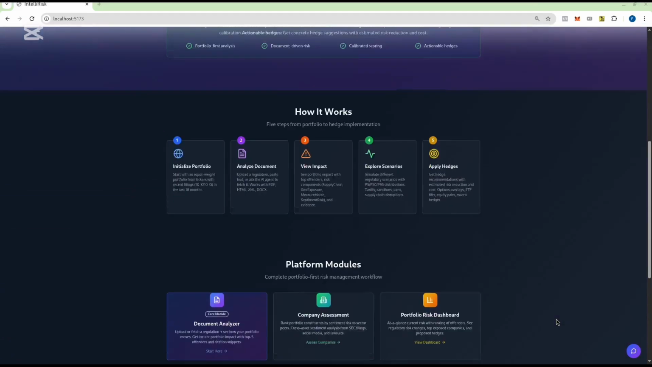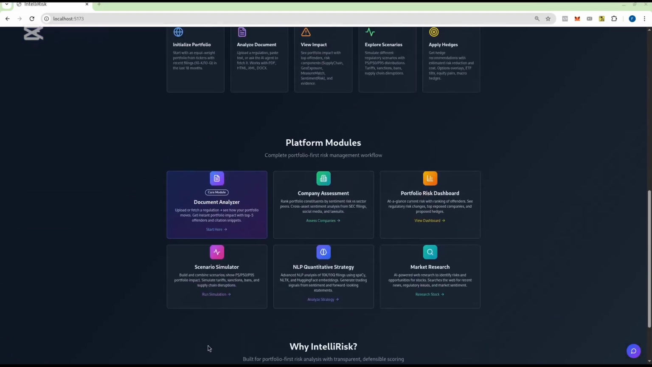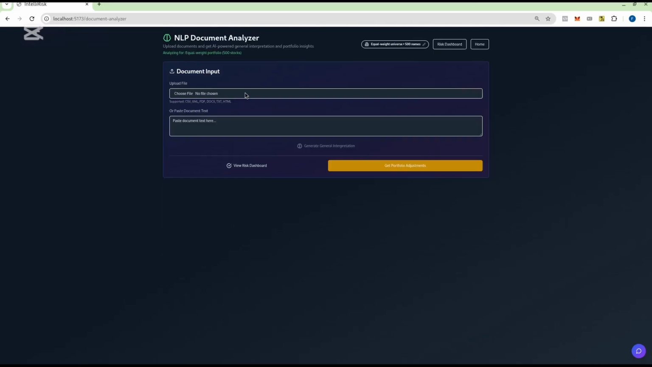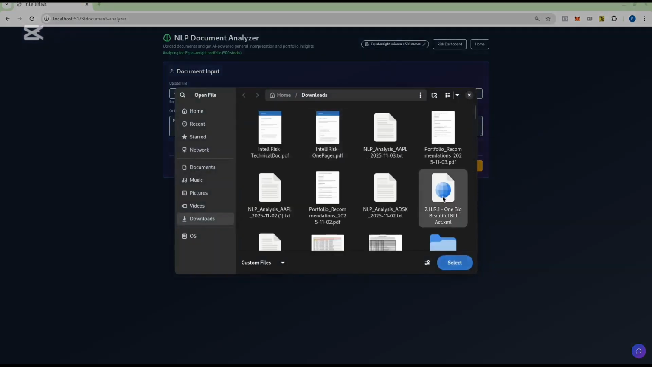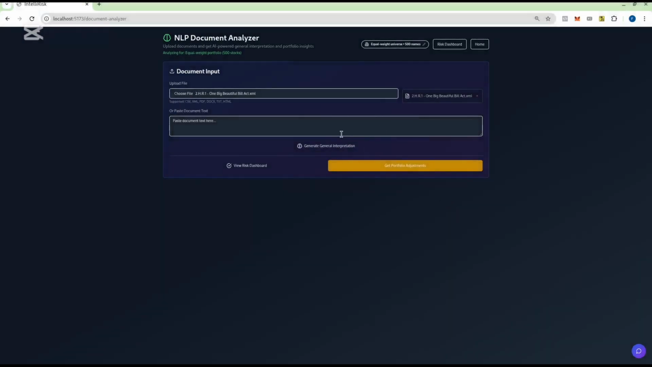So this is basically the homepage. We have 6 modules. The first module, called document analyzer, you can basically input any text, like global text data. You can also paste it, but here we input the One Big Beautiful Bill Act, and we will ask our AI to analyze it and give us general information and interpretation on it. We will also be able to get portfolio adjustment of stocks, what to switch, and the positions to hedge from.